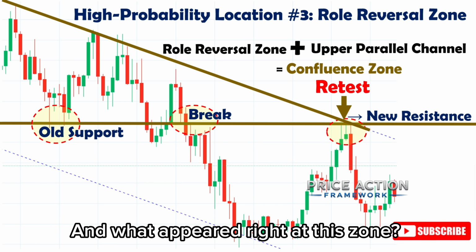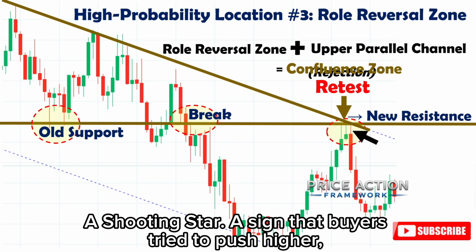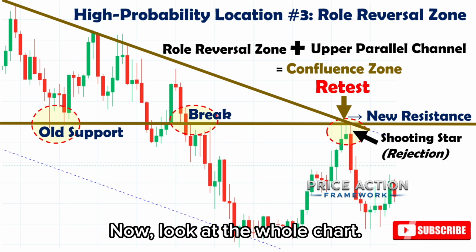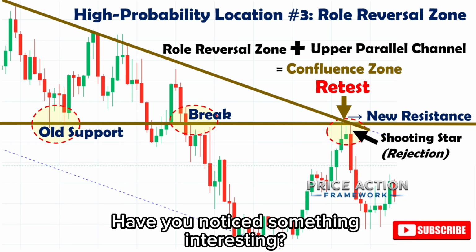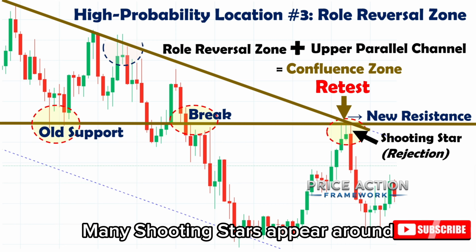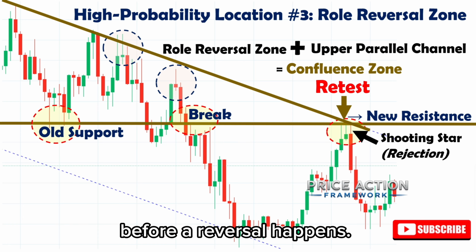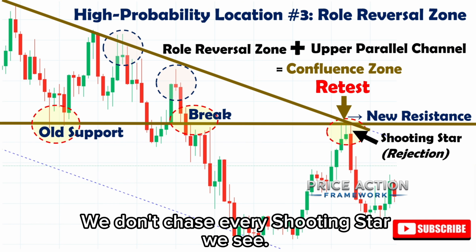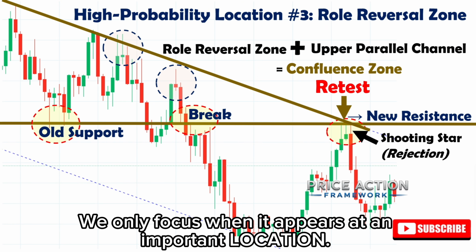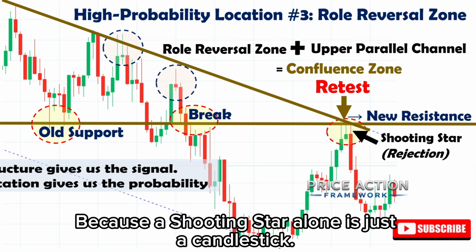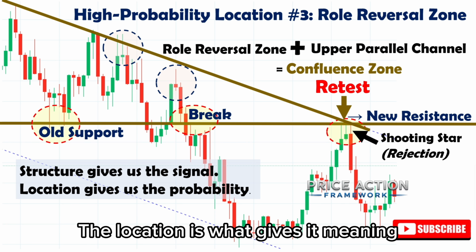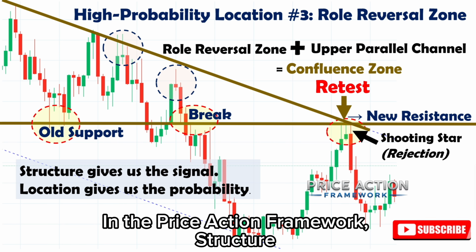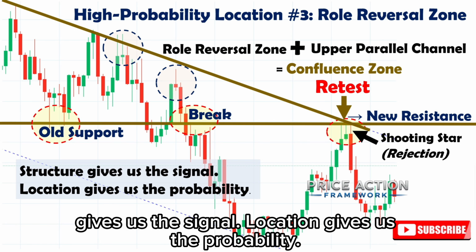And what appeared right at this zone? A shooting star, a sign that buyers tried to push higher, but sellers rejected the move. Now look at the whole chart. Have you noticed something interesting? Many shooting stars appear around important resistance areas before a reversal happens. But here's the key difference. We don't chase every shooting star we see. We only focus when it appears at an important location, because a shooting star alone is just a candlestick. The location is what gives it meaning. In the price action framework, structure gives us the signal, location gives us the probability.